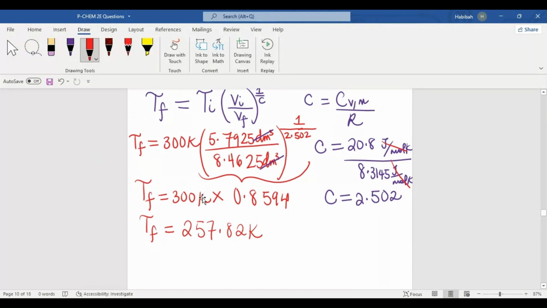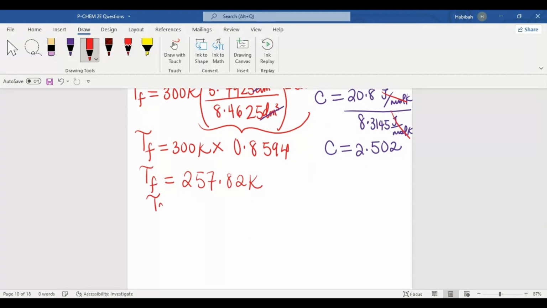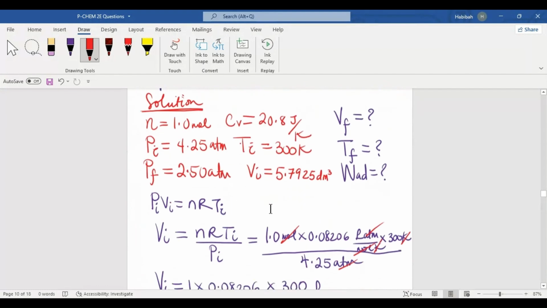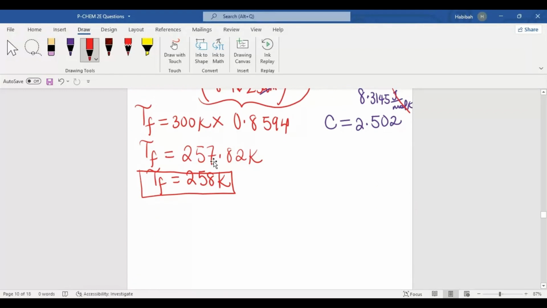Now, I wanted to also mention to you that when you look at our question, you see that we're given our initial temperature in 3 sig figs. So you're going to be doing the exact same thing here. So T final is now going to be 258 Kelvin. So this is basically the answer to T final. Remember, the question requires us to find V final, T final, as well as the work done.